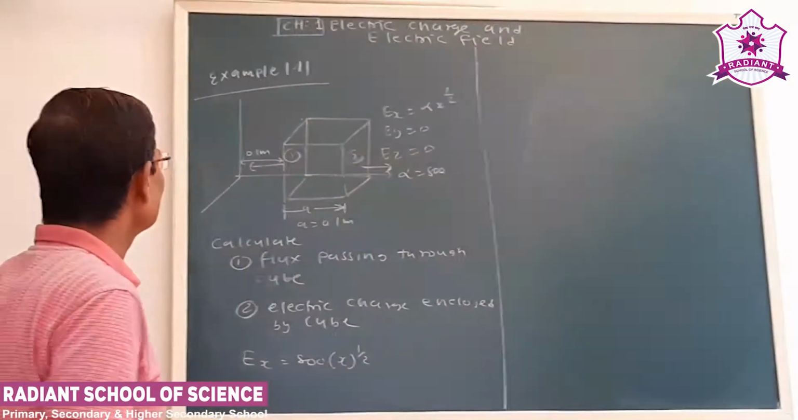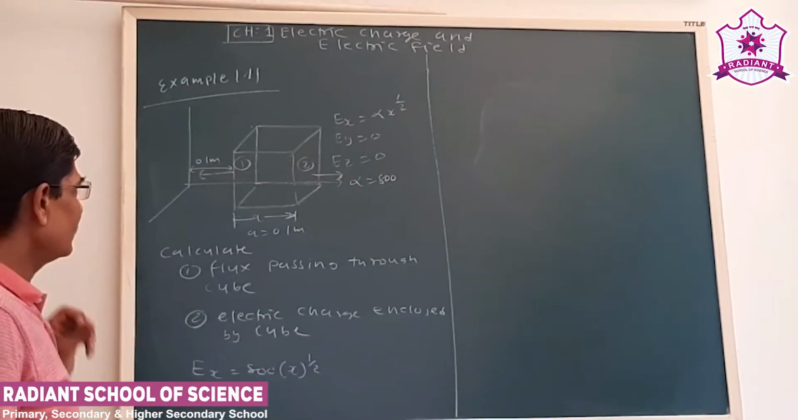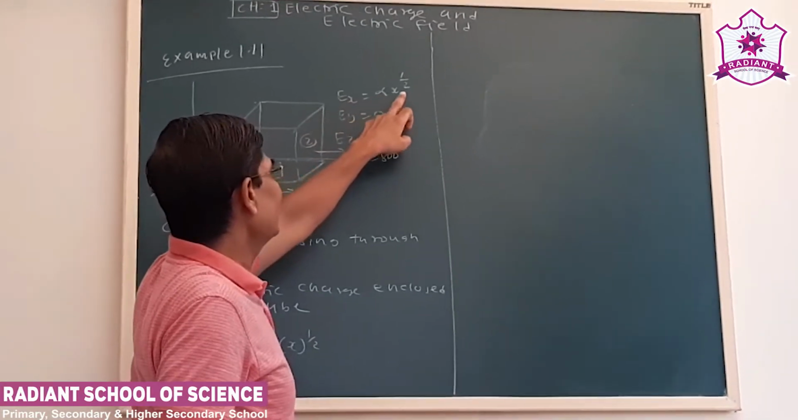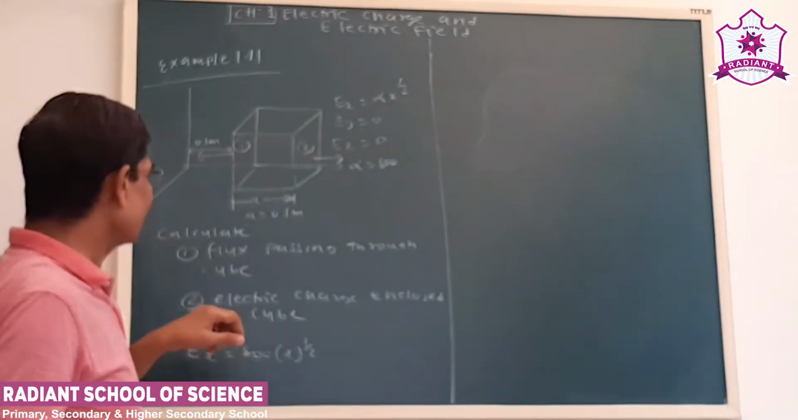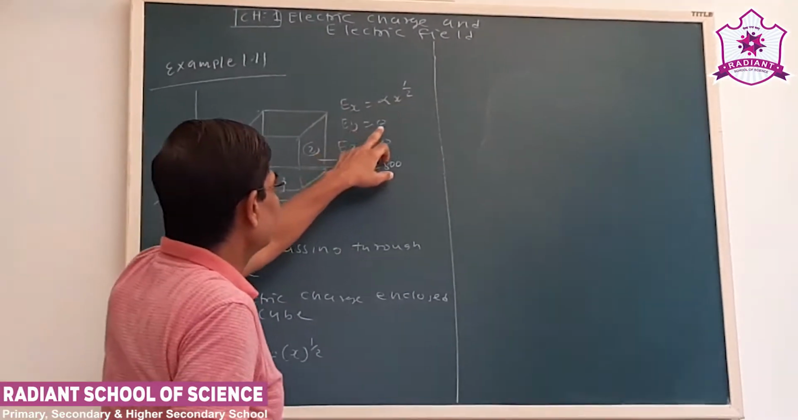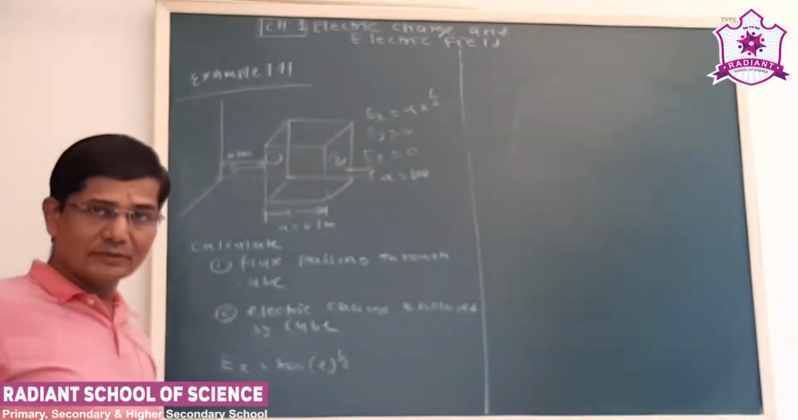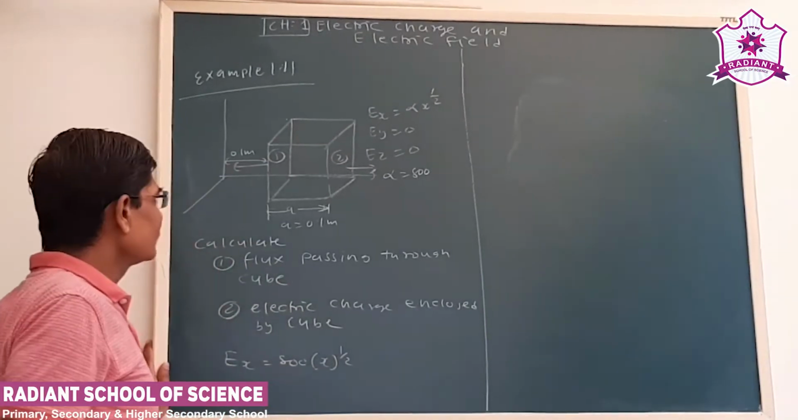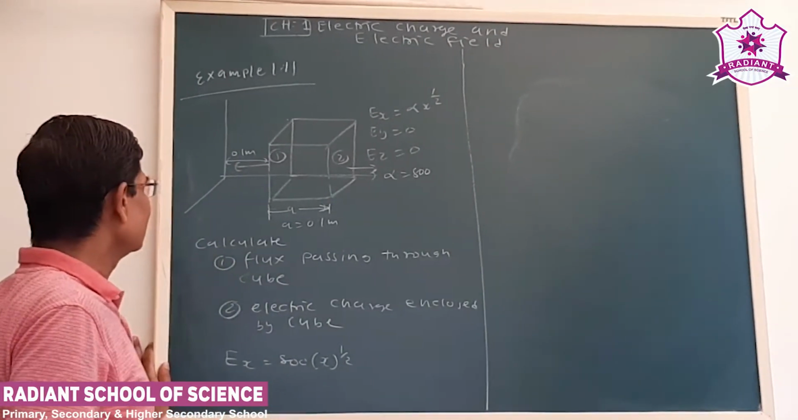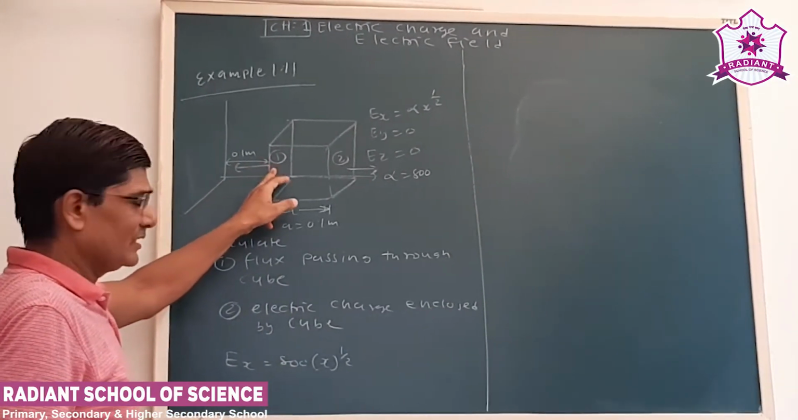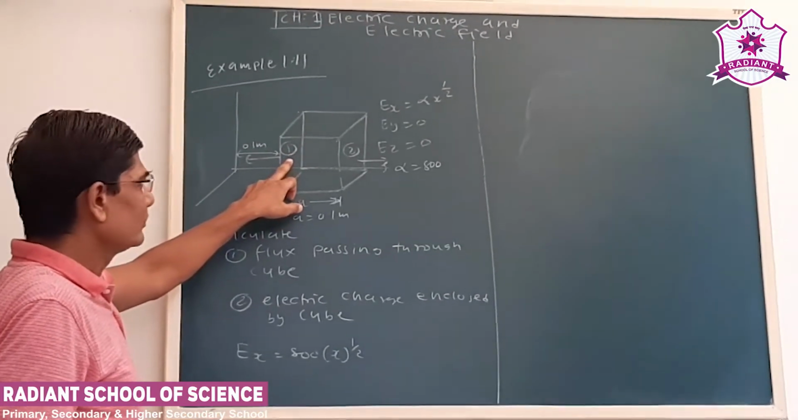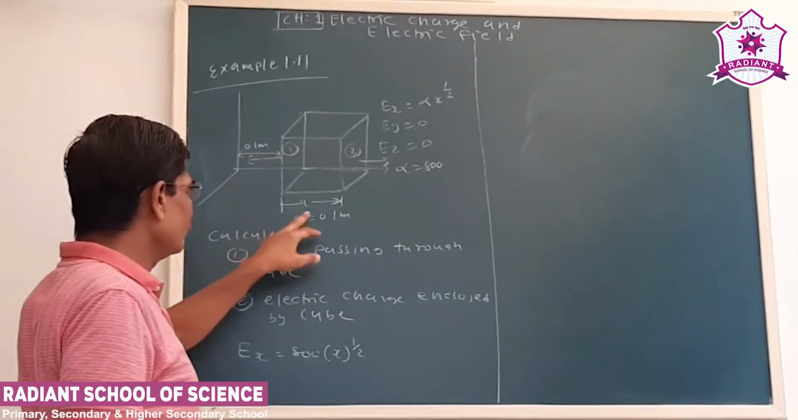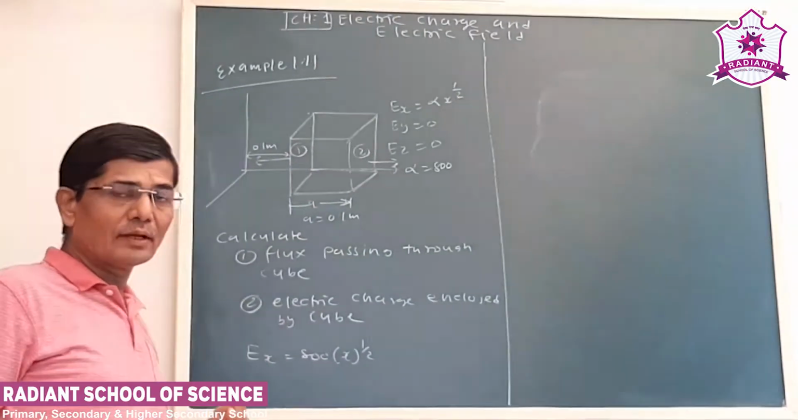Now next we have to see example 1.1. Now see, the question says the electric field is given, Ex is alpha x raised to 1 by 2, alpha value is 800. Okay. Now see, electric field in y direction is 0, similarly in the z direction is 0. Now we see a cube is placed on the x axis in such a way. See, the left face, that is surface 1 or the face 1, is at a distance of 0.1 meter. Okay. Now see, the length of the cube a is 0.1 meter.